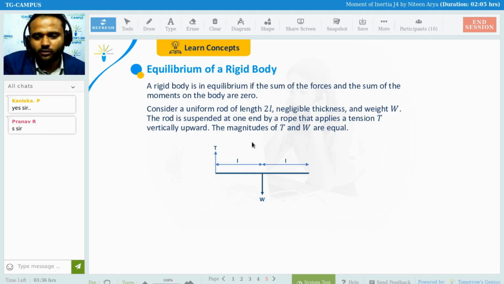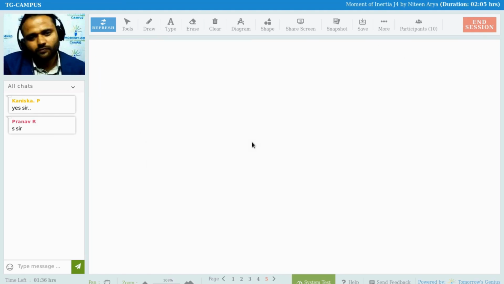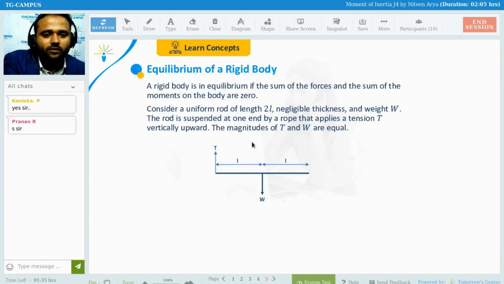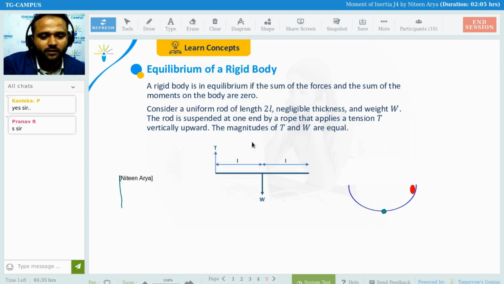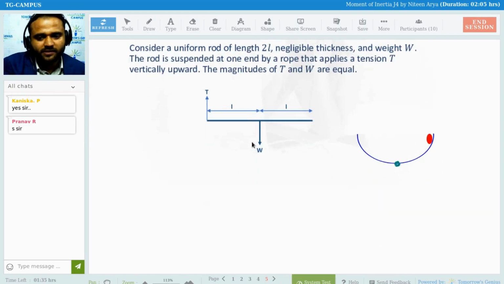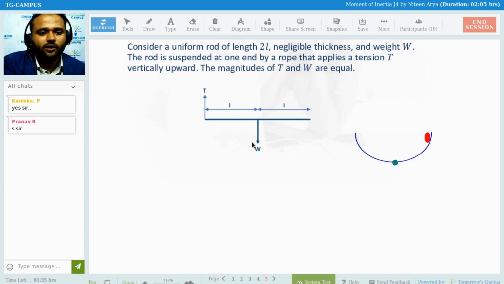So for the linear analogy, I want to give you this. Suppose there is a bowl. If I put this here and drop a marble in it, the equilibrium point is going to be at the center, right? Clear? In the same sense, if I reverse this thing, it is going to be a stable equilibrium point.